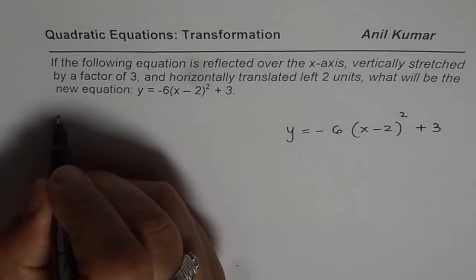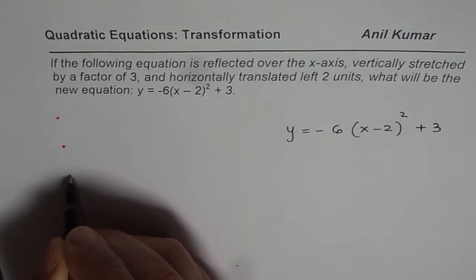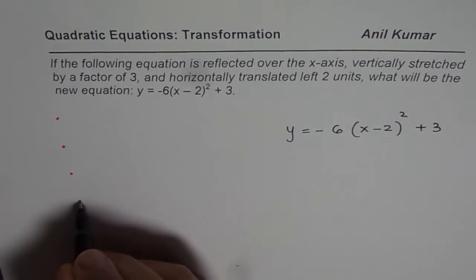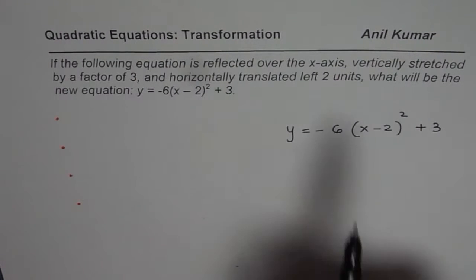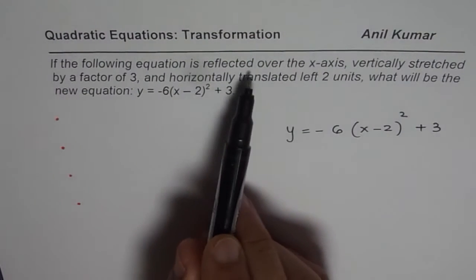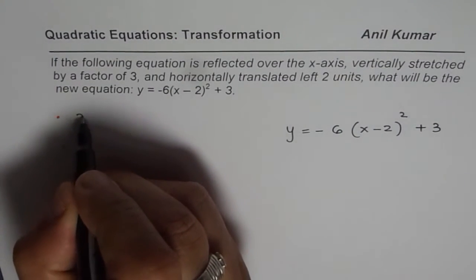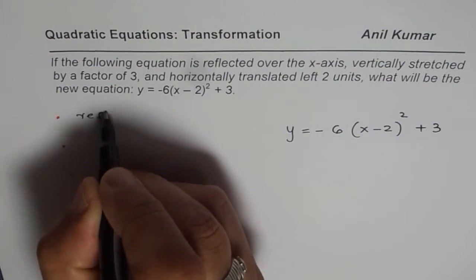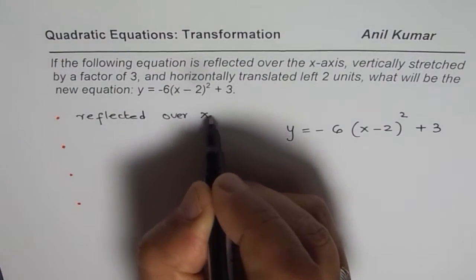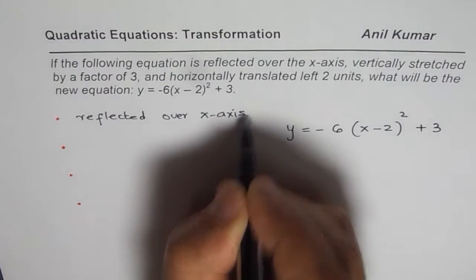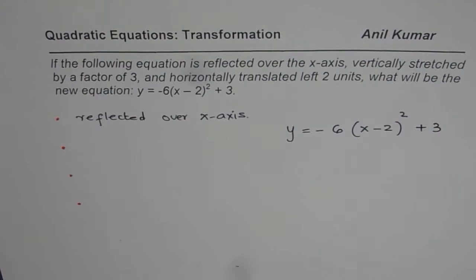Here is my suggestion. Let's consider each transformation and then we can easily write down the transformed equation. Now it says, if the following equation is reflected over the x-axis, so first thing is reflected over the x-axis, right? My idea is not to give you just the solution, but to teach you how to do it in the best possible way.